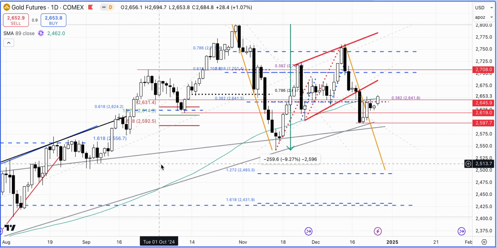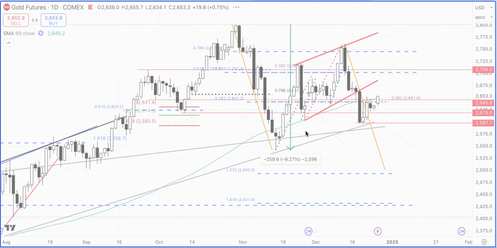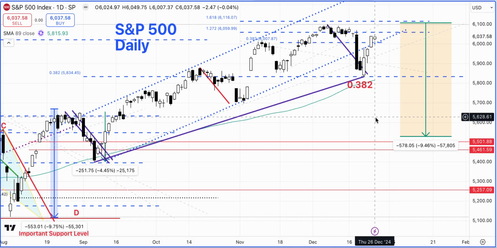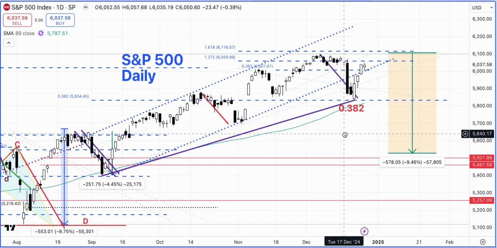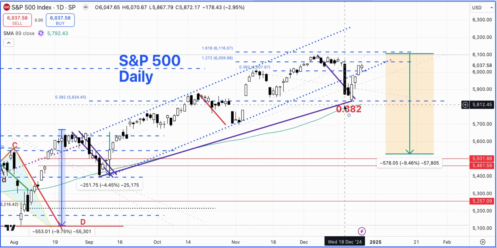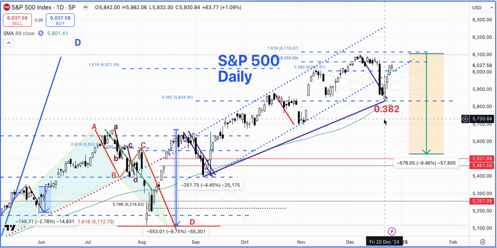Now let's take a look at the equity markets really quickly. Here we go. So we're looking at the cash S&P 500. This is the index SPX on the daily chart. 18th of December. This is when the Fed came out. The market had a really big day down, and then this is where I did the video.